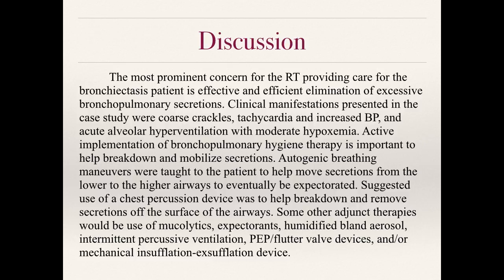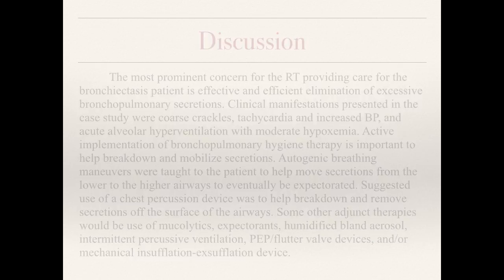Some other adjunct therapies would be the use of mucolytics, such as Dornase alfa or acetylcysteine, expectorants, such as guaifenesin, humidified bland aerosol therapy to help moisturize the secretions, intermittent percussive ventilation, such as Metaneb. Also, positive expiratory pressure devices or PEP devices and flutter valve devices will help, and mechanical insufflation-exsufflation devices, also known as cough assist, help when the patient doesn't have enough expiratory flow to expectorate their secretions.